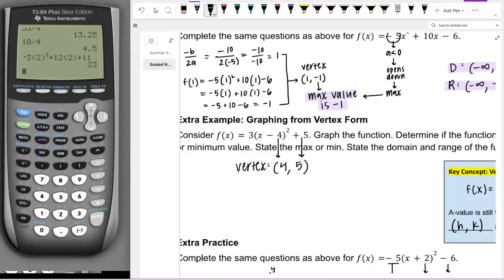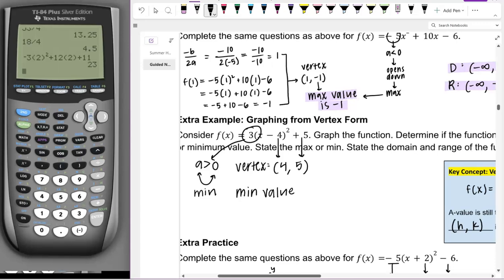And I know that my a value is positive, so it's going to be opening up. Therefore, it has a minimum value. The min value is the y value of the vertex. So the minimum value of this function is 5. It cannot go below 5. The minimum value is 5.